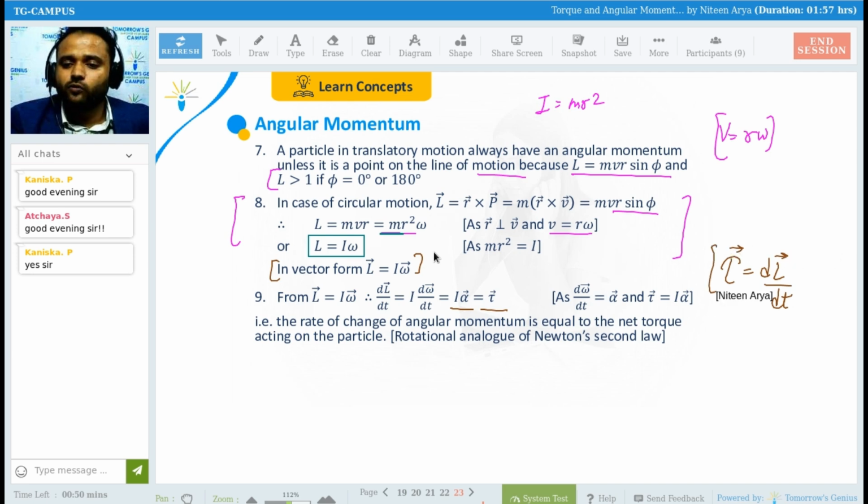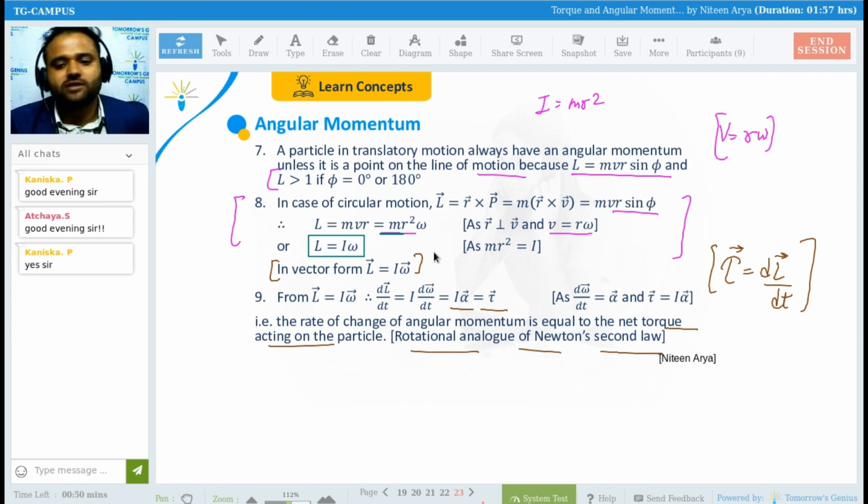We can prove it in another way. I gave the proof in the previous pages using r cross p, making r constant, right? But we can use this relation as well. The rate of change of angular momentum is equal to the net torque acting on the particle, that is the rotational analog of Newton's second law. So sometimes in your final year or in your exams they can ask the proof of this, or simply using Newton's second law in a rotational aspect, prove that torque tau equals dL by dt.